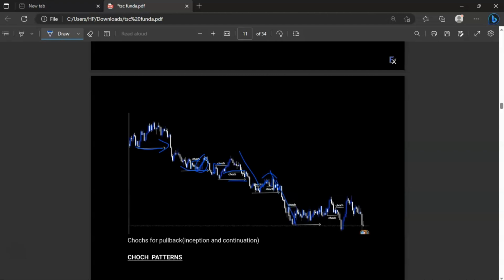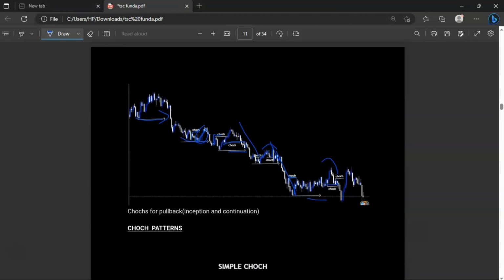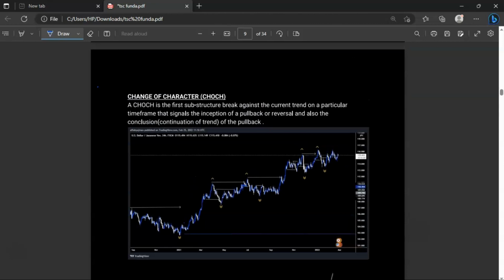Price drops, break of structure. After break of structure, pullback, before pullback, chop. And after pullback, another chop. And BOS, then BOS, after BOS, pullback, before pullback, chop. Like so. This is the pattern. This is how you continue using change of character, understanding and mastering change of character.